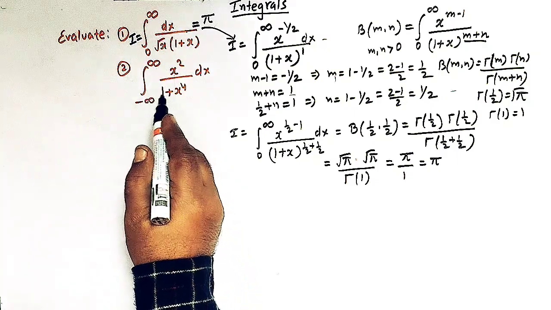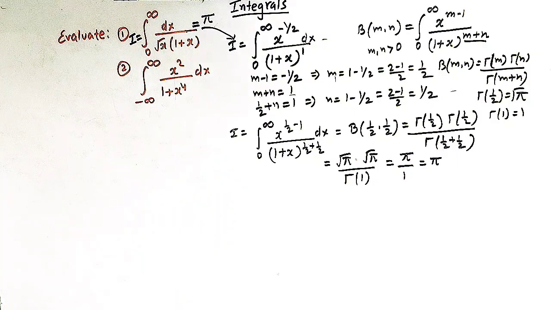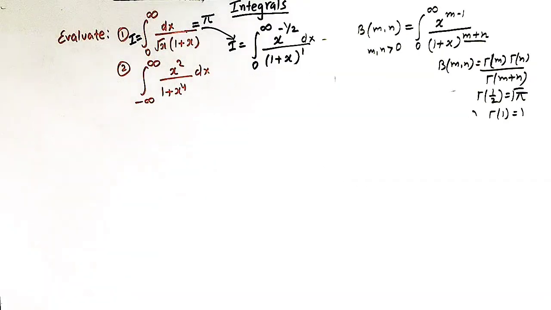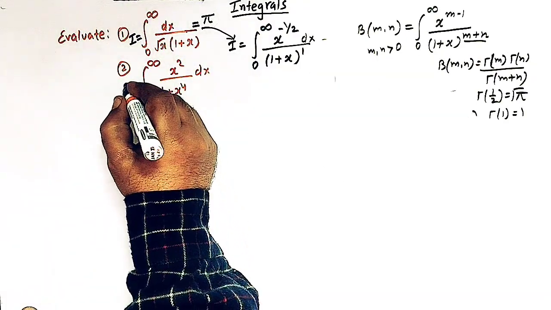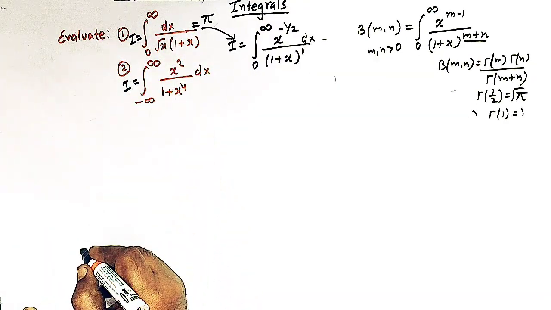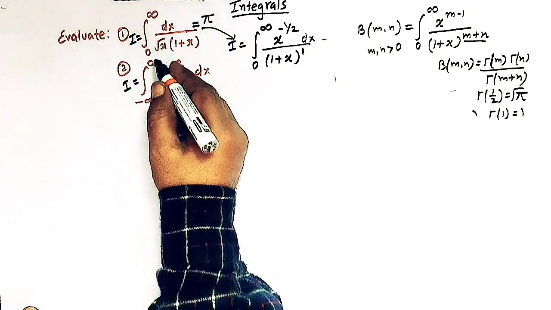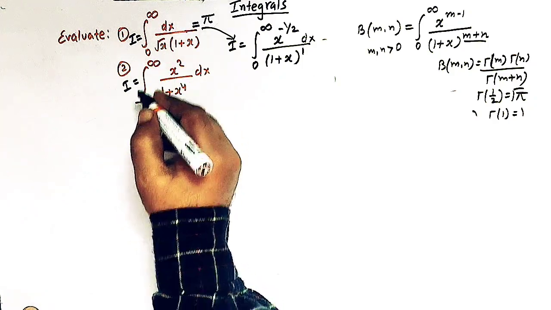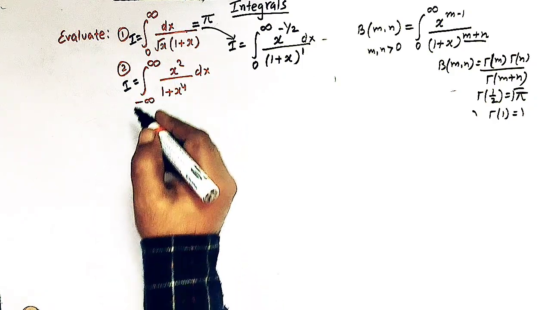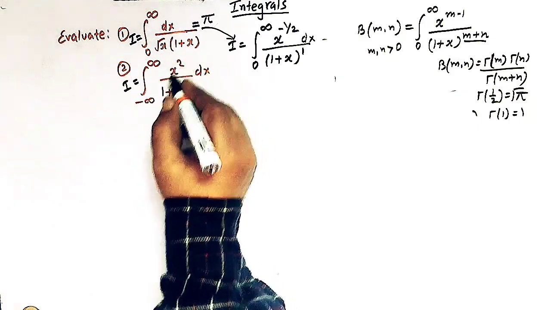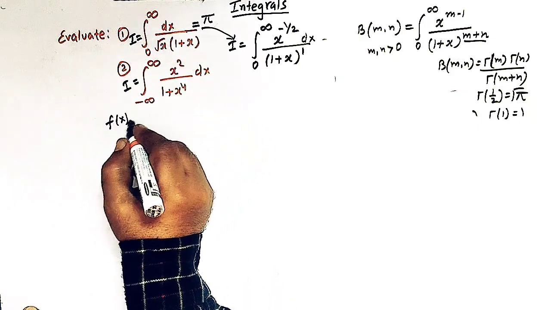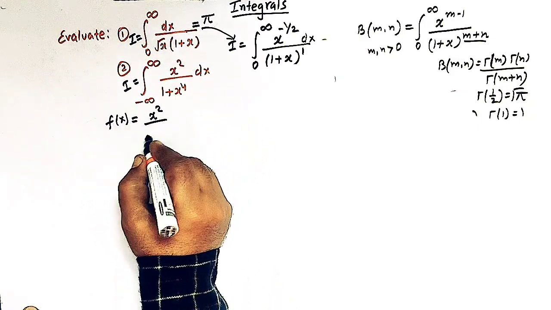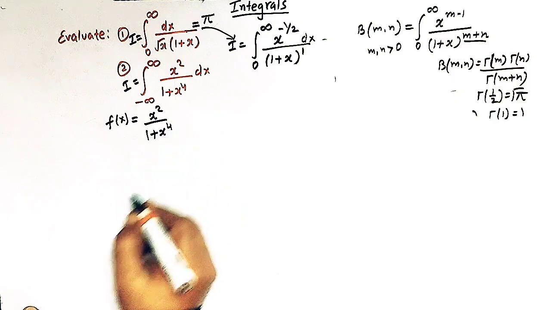Now let us take the second problem. So now let us take this integral as I. Now here the limits of integration are from minus infinity to infinity, and here the integrand, say f of x, is x square over 1 plus x raised to 4.